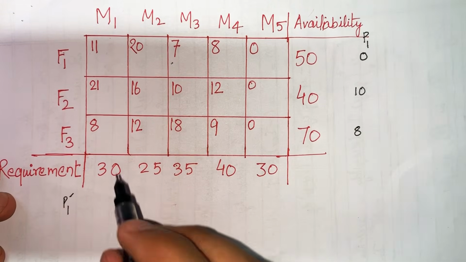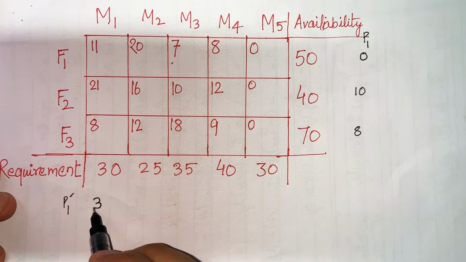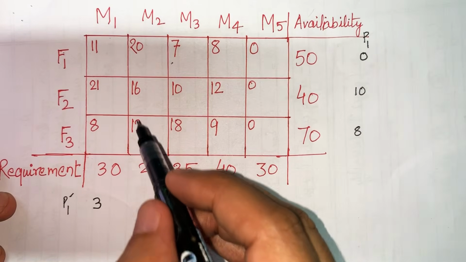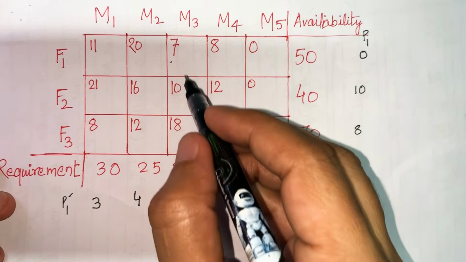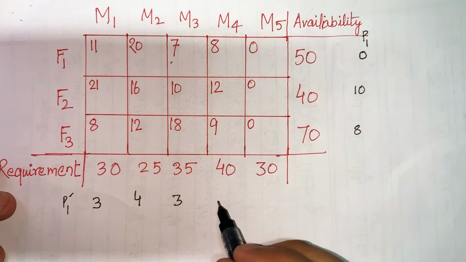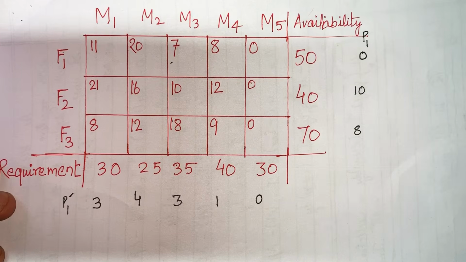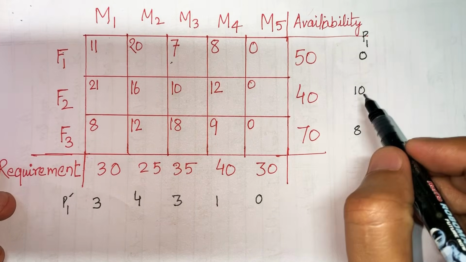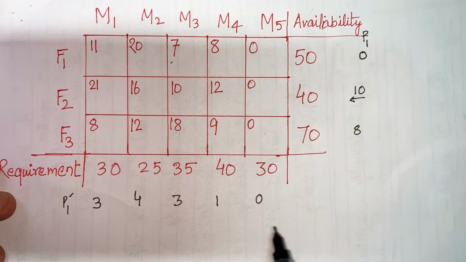Same way I'm going to do in columns. Minimum is 8, second minimum is 11, and the difference is 3. The minimum is 12, second minimum is 16, the difference is 4. The minimum is 7, second minimum is 10, the difference is 3. Minimum is 8, second minimum is 9, the difference is 1, and here actually it is going to come out to be 0.